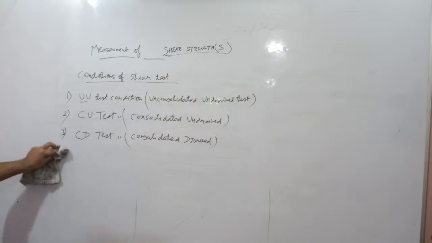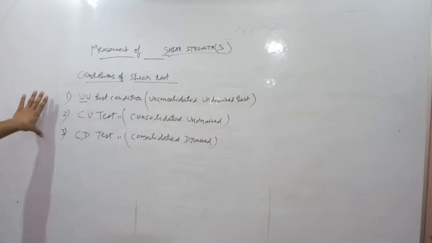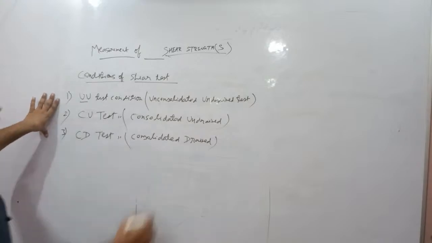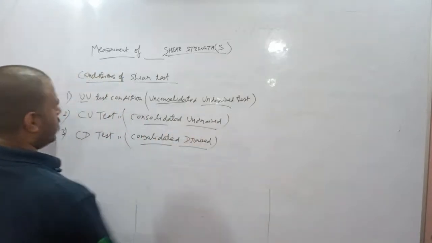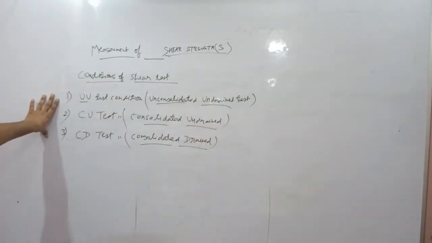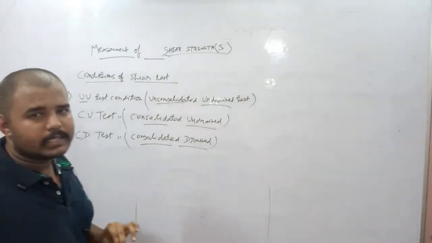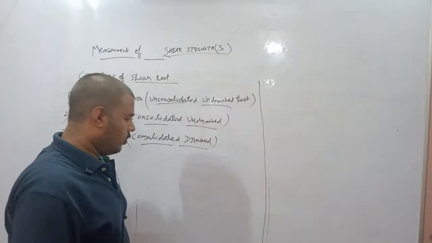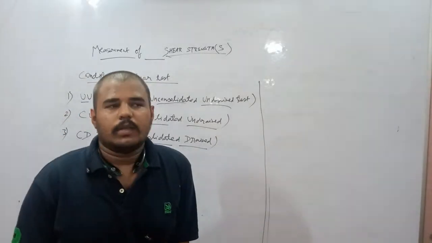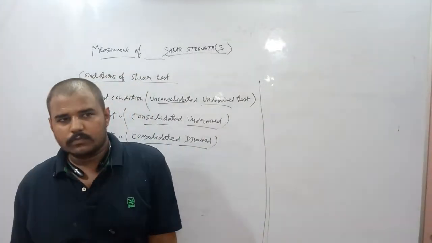Okay, see, unconsolidated and undrained, consolidated and undrained, consolidated and drained, what does it mean? What is the meaning of this? For this we need to go back to the compaction and consolidation chapter. I hope that you all remember the meaning of consolidation and compaction which we discussed earlier. Okay, in consolidation, what happens? See, what is the consolidation of the soil?